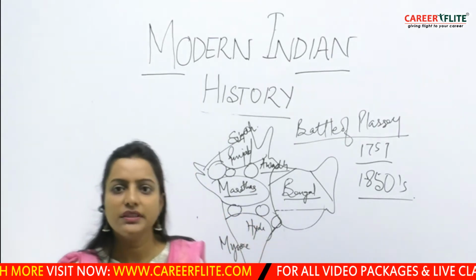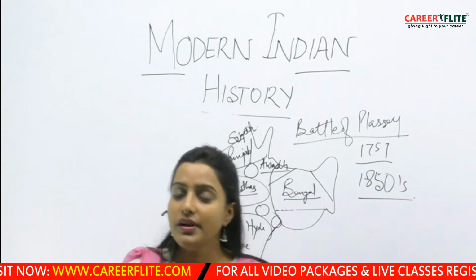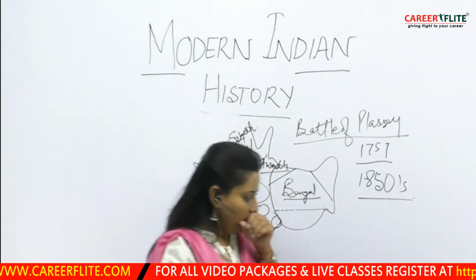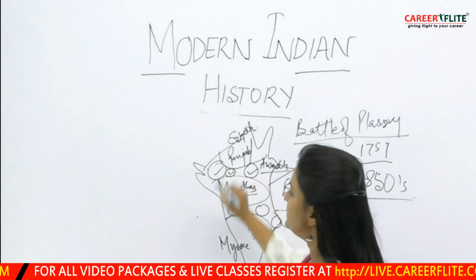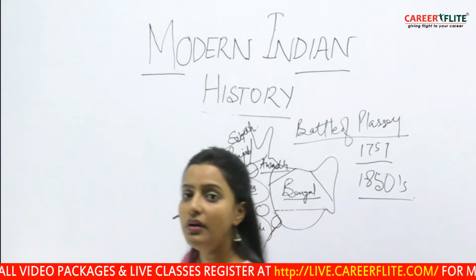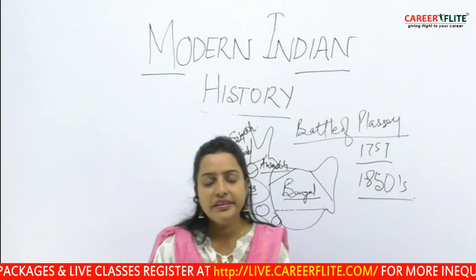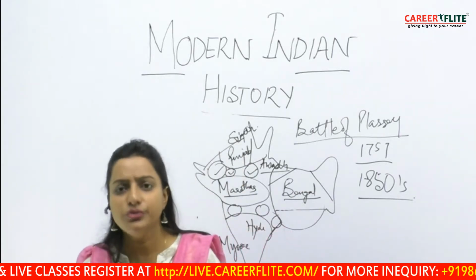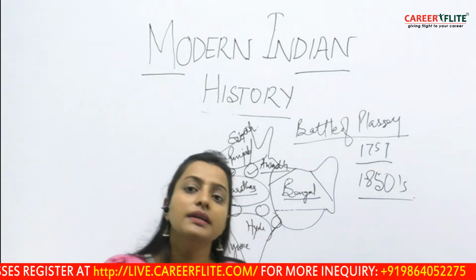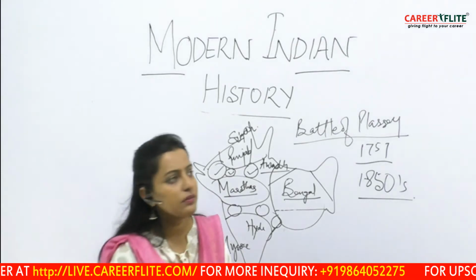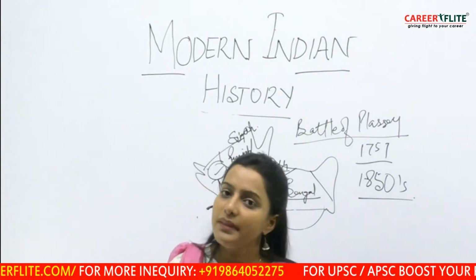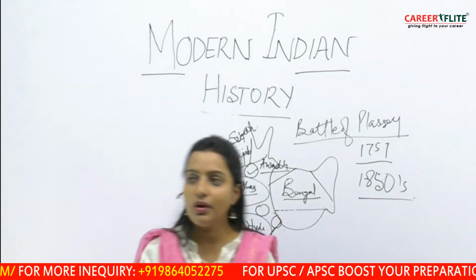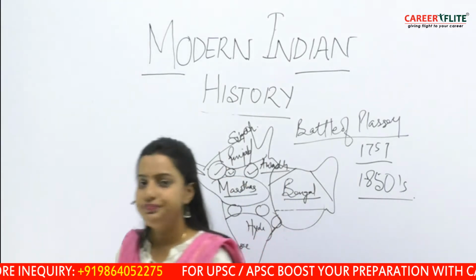So, Britishers, they were very intelligent, and they realized that in order to capture the smaller kingdoms, direct confrontation wouldn't be fruitful, and it would be time consuming. So they thought of doing something else and thereby capture the smaller kingdoms. So what did they do?